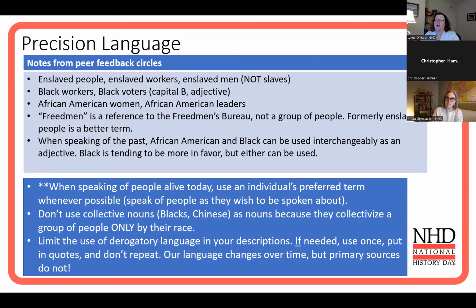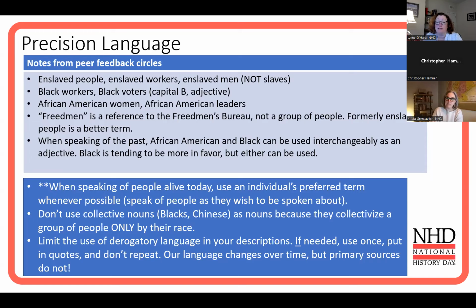One thing I think we want to check all of our writing, all of our students' writing on, is that, number one, if we're talking about somebody, especially who's alive today, we speak about people the way they'd like to be spoken about. So, think about how they are talking about themselves. We want to be really careful to avoid the use of collective nouns, where we categorize a group of people only because of their race. And we've got to be really careful with derogatory language when we're describing and analyzing.